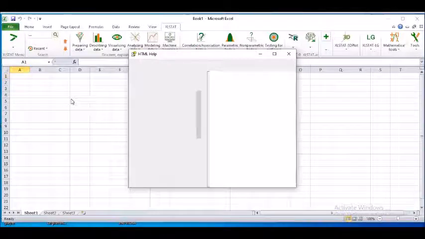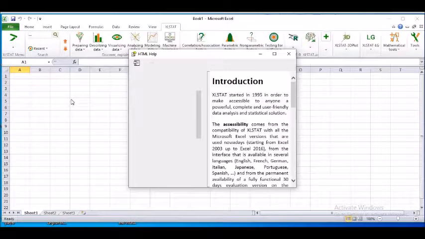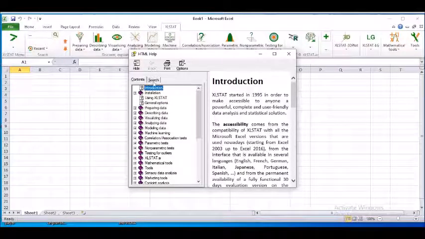For example, you have introduction, installation, using Excel Stat, and general options, which I was trying to make you understand. You can enter into a deeper understanding of the general options also, which we will see later on with some data. The next section is on preparing data, describing the data.